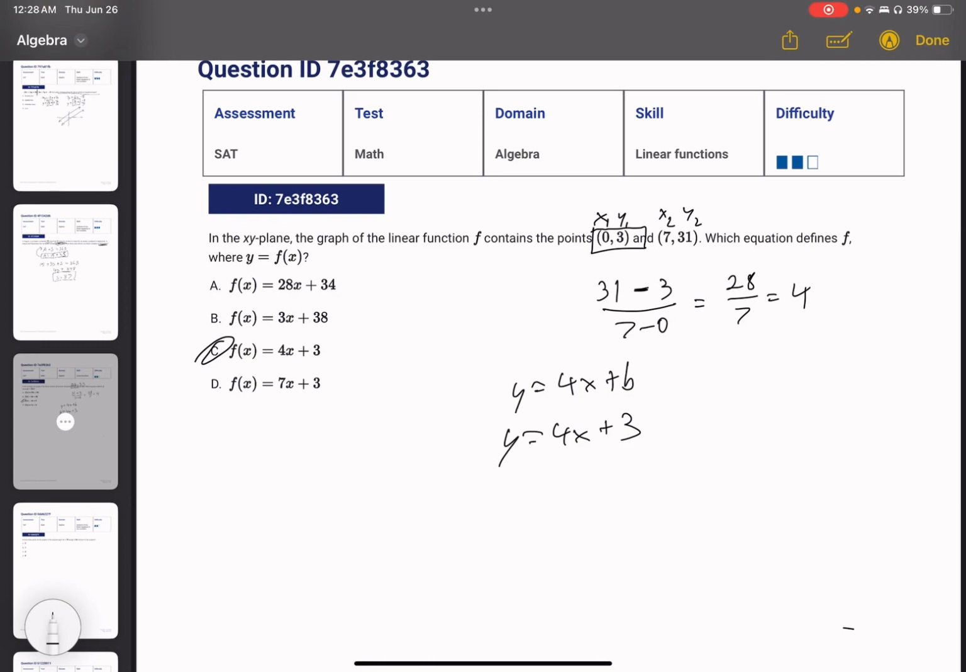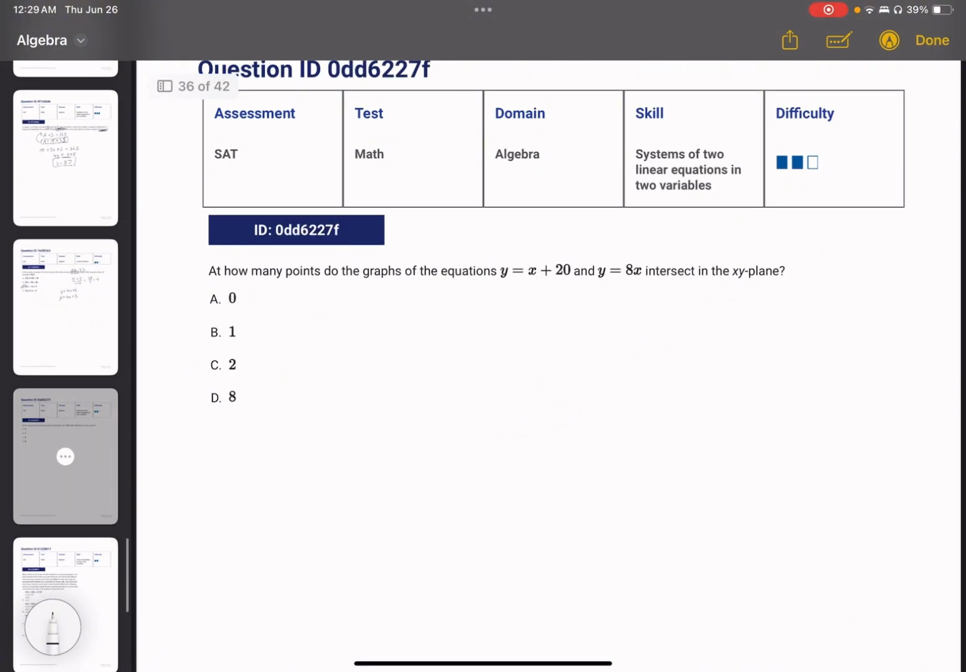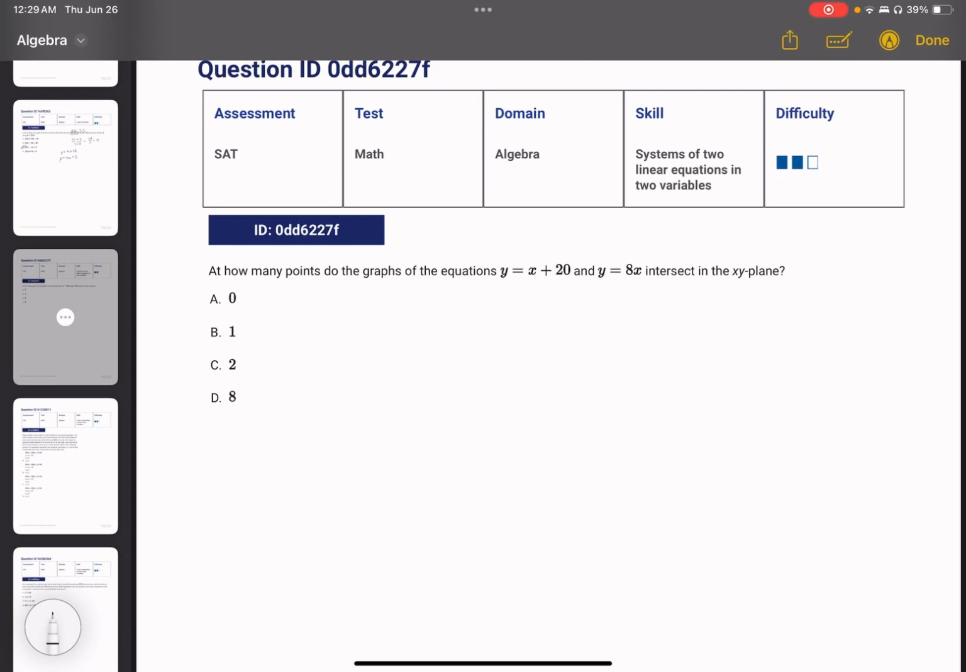So save yourself some time, look at your points, make sure you're not wasting time by plugging in again. And yeah, okay, we're gonna do two more questions.